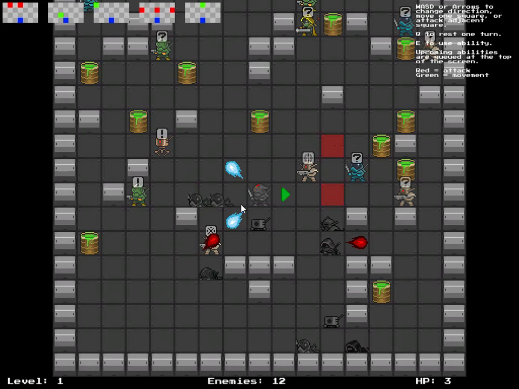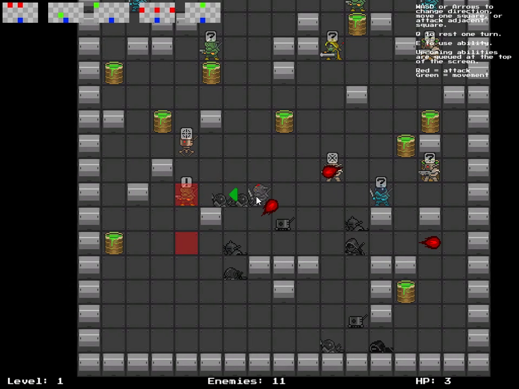Yep, that looks good. Okay, now I have a fireball coming my way, so I need to move out of the way. And, yeah. There. Okay, now I have a fireball coming this way. And this one is aiming.